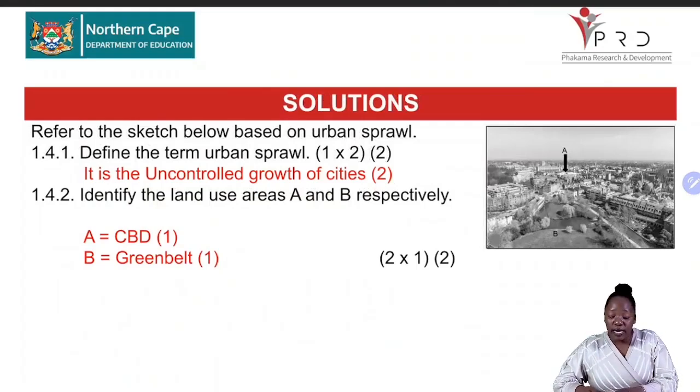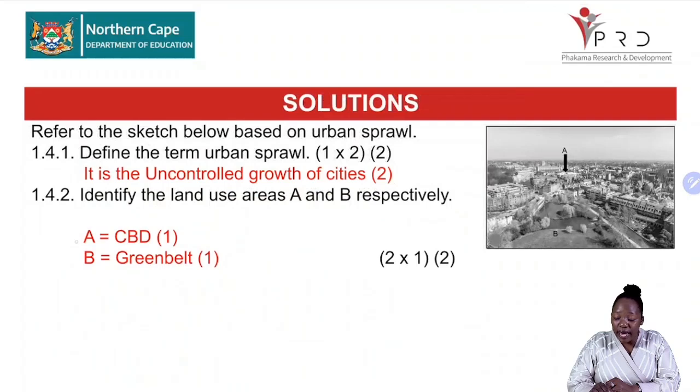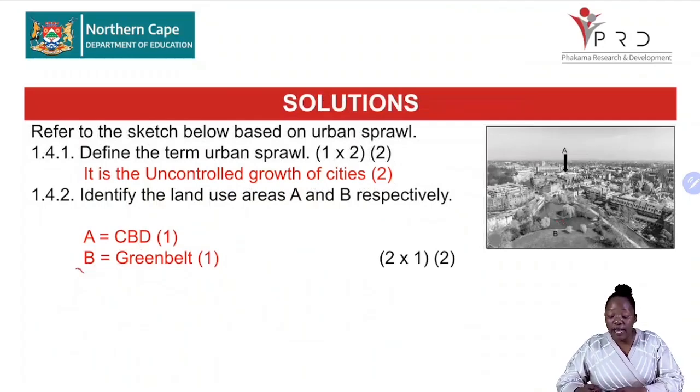Then secondly, we said identify the land use zone at A as well as at B. Remember, with such questions, you need to be specific. A is a CBD. How did we identify that A is a CBD? Because it's in the center, and we look at the building density, which is high, as well as the tall buildings. Then at B, we are saying is the green belt. Why green belt? Because we have seen there is an evidence of water, there is an evidence of trees, and there is an evidence of vegetation.